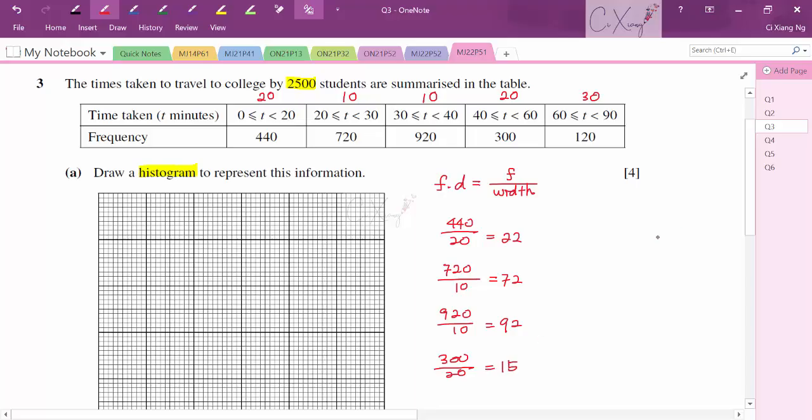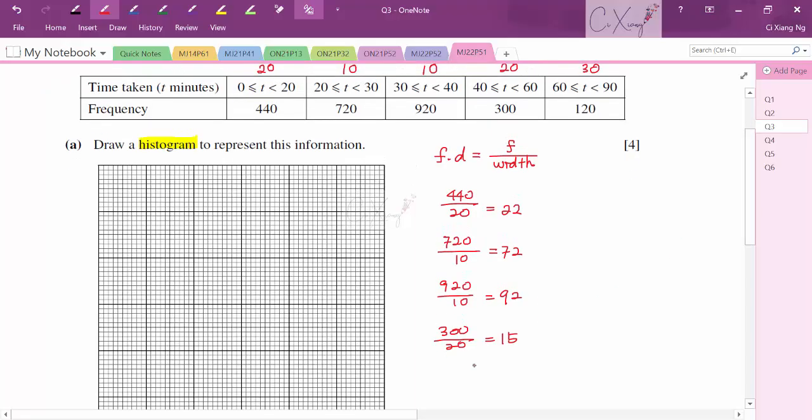Fourth class is 15. And the last class is 4. After I calculate all the frequency density here, these are actually the heights for every single bar in my histogram. Okay, so we can set up the graph now.